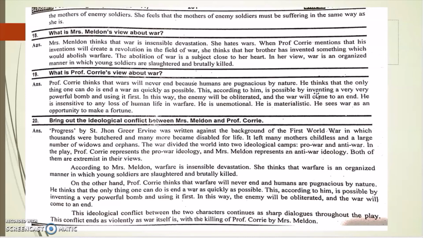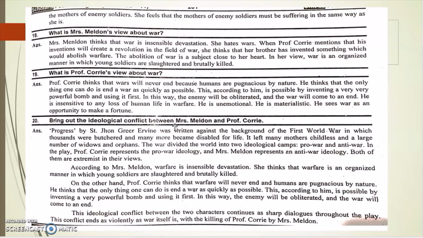This, according to him, is possible by inventing a very, very powerful bomb and using it first. In this way, the enemy will be obliterated, totally destroyed, and the war will come to an end very soon. He is insensitive to any loss of human life in warfare. He is unemotional. He is materialistic. He sees war as an opportunity to make a fortune. And he's always looking for fame also. He wants to be famous for inventing such a catastrophic weapon that could kill millions in 1 second.